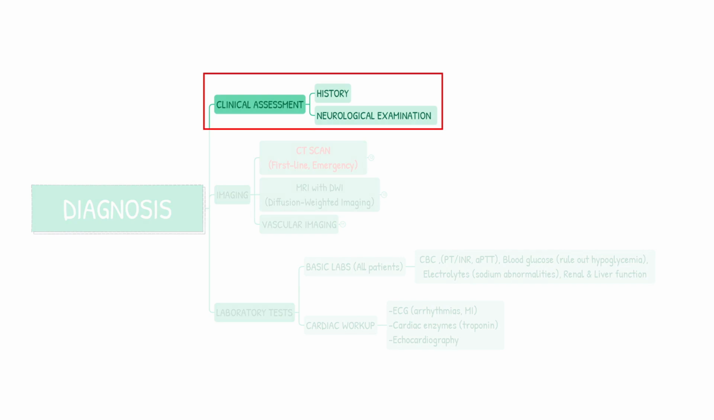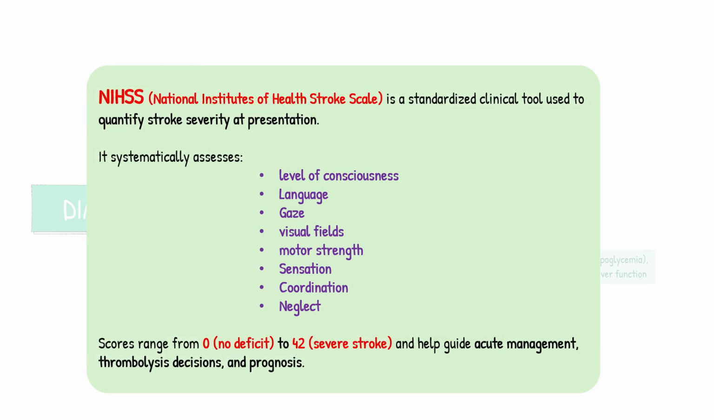Clinical assessment begins with a thorough history and neurological examination. The history should focus on the time of symptom onset, which is critical for treatment decisions. The neurological examination helps localize the lesion and assess severity using scales like the NIHSS.